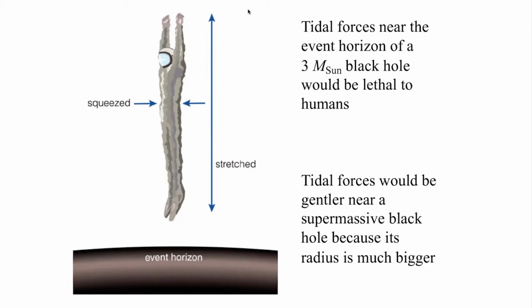And a tidal force is simply the difference in gravity that an object feels on one side of it as opposed to the other side of it. And when you're near, say, a 3 solar mass black hole, this difference in force becomes very intense, enough to stretch you out, right? So this may seem a little counterintuitive because all of the forces are pointing down, right?